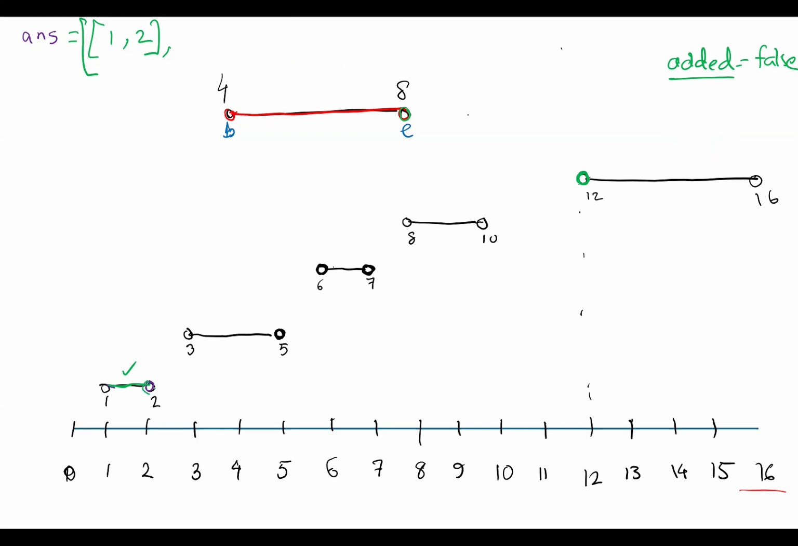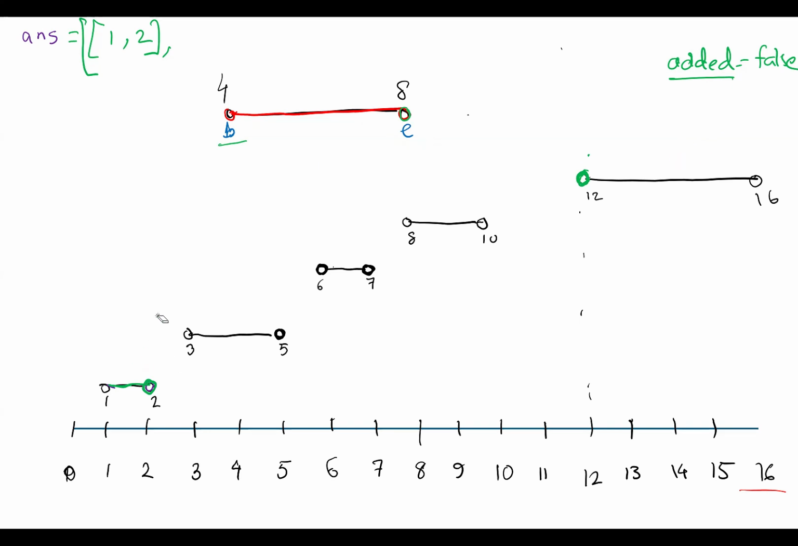The first case is if the ending point is smaller than the beginning point of the new interval, then we add this directly, right? The second case is if the beginning point of the candidate is greater than the ending point of the new interval, then also this one is going to be added. But before that, I have to check if the new interval is already added or not, right? Okay, so these are the two non-overlapping cases.